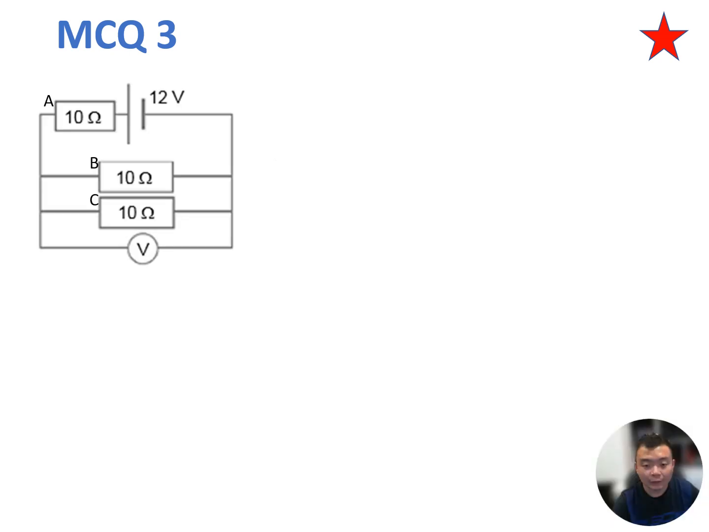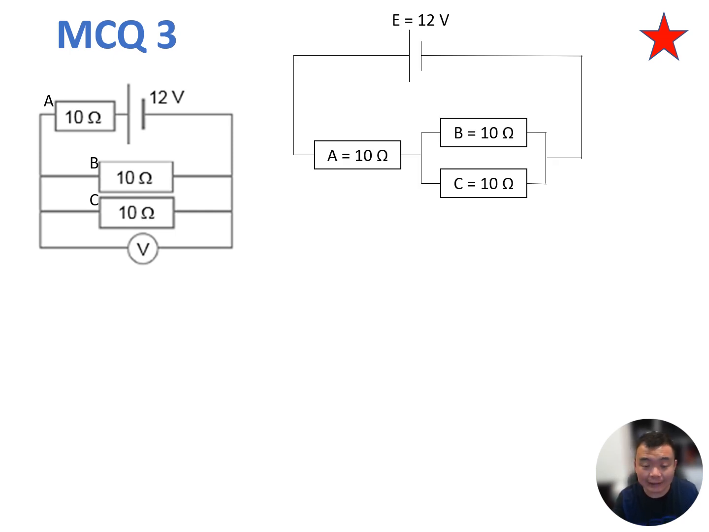Double check answer. To solve this question, I will first redraw the circuit so that I can see the connections of the three resistors very clearly. So I've labeled my three resistors A, B, and C, and I will redraw the circuit like this.